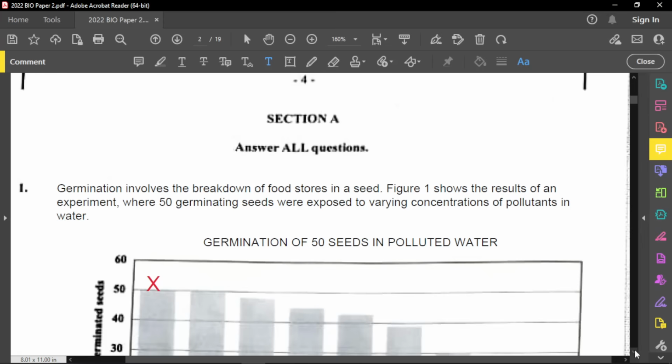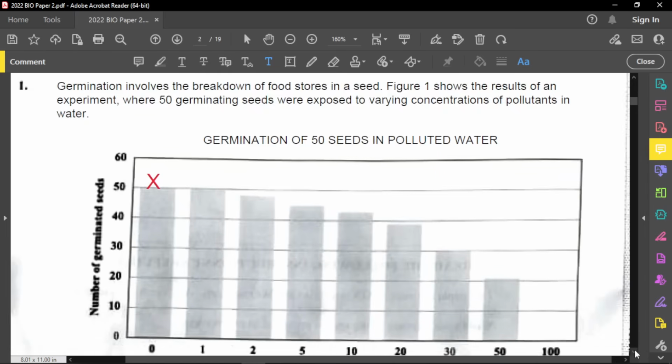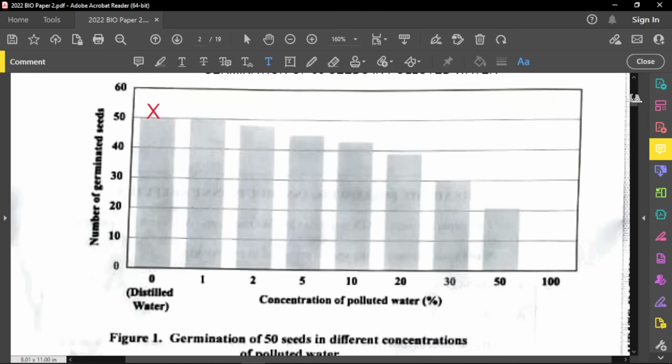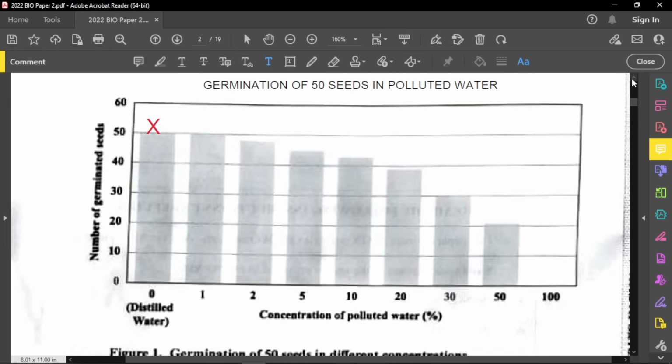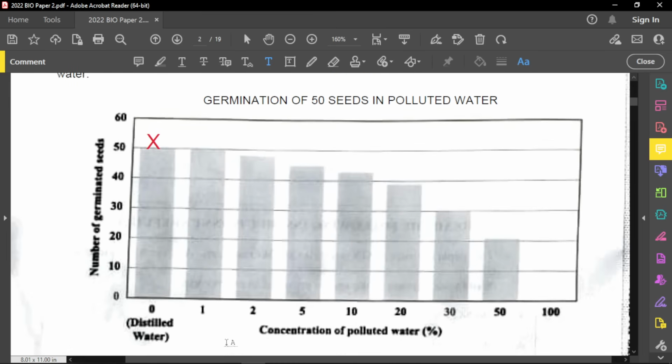And the question reads that germination involves the breakdown of food stores in a seed. Figure 1 shows the results of an experiment where 50 germinating seeds were exposed to varying concentrations of pollutants in water. So what I want to do is to observe this graph a little bit. And so the graph is showing on the y-axis the number of germinated seeds. On the x-axis, it is showing the concentration of polluted water.